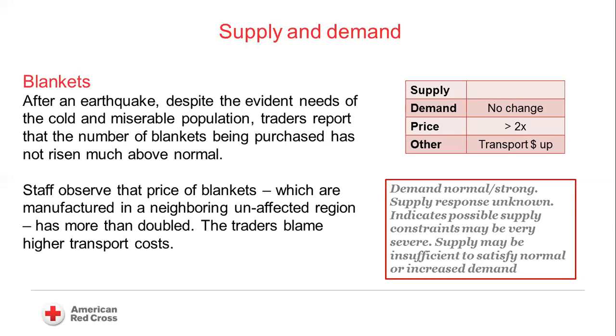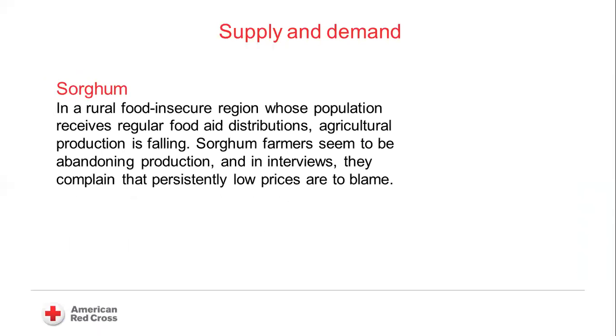This may indicate that there may be supply constraints, maybe severe, right? Because if the price has more than doubled for transportation, then the traders might be getting fewer blankets. So again, this is just as you're getting information on the situation, how to start breaking it down. We'll go to the next prompt, sorghum.